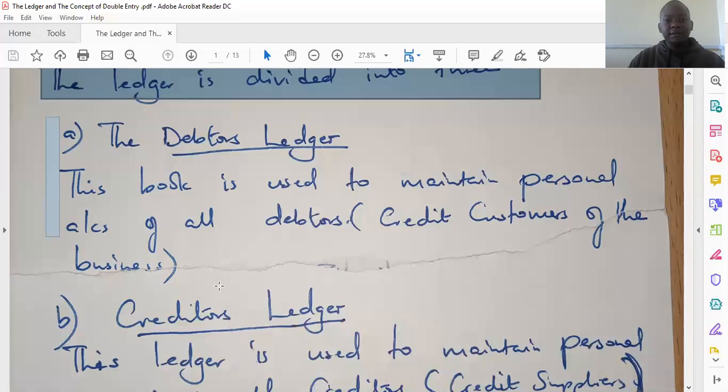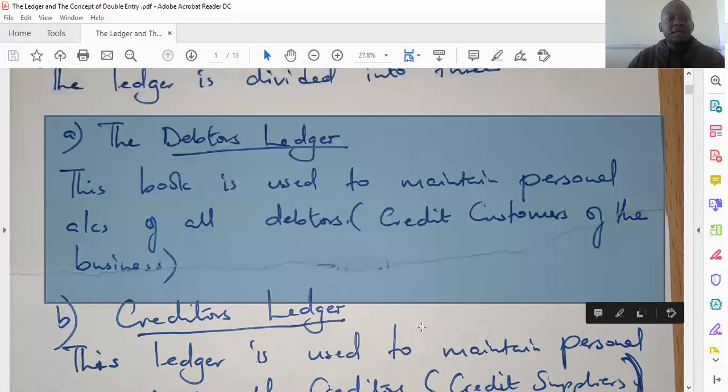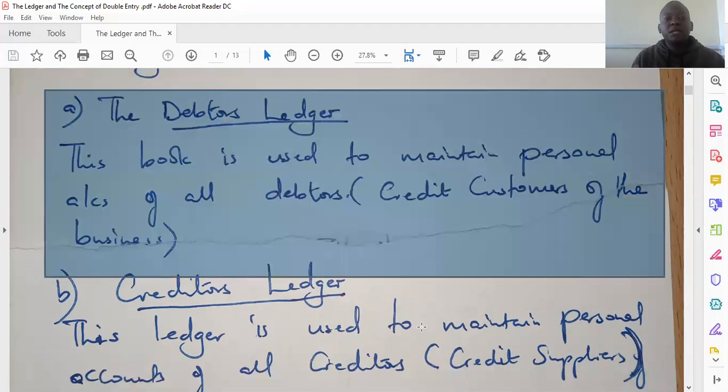One, we have the debtors ledger. The debtors ledger is the ledger that is used to maintain personal accounts of all debtors. Debtors are credit customers of the business, those persons who have bought from the business on credit basis. On credit basis meaning that they bought on the promise of paying for these sales at a future date. So we sell to them now and they promise, and we accept, that they'll pay at a later date. So these are debtors.